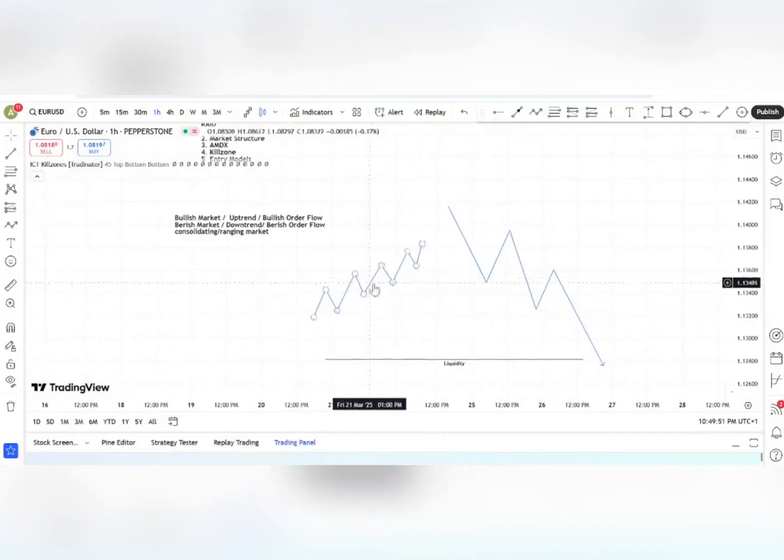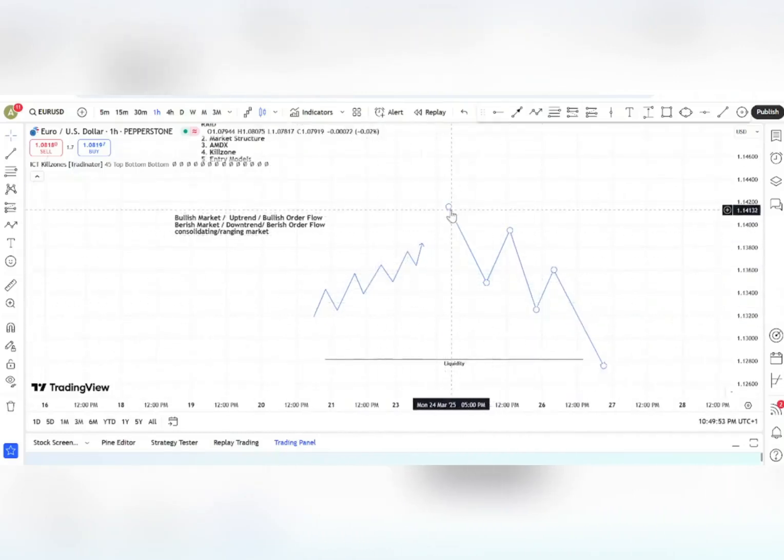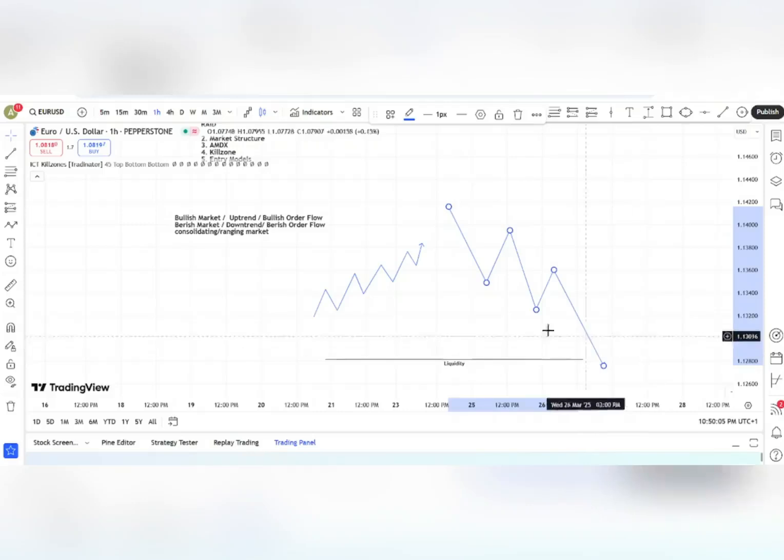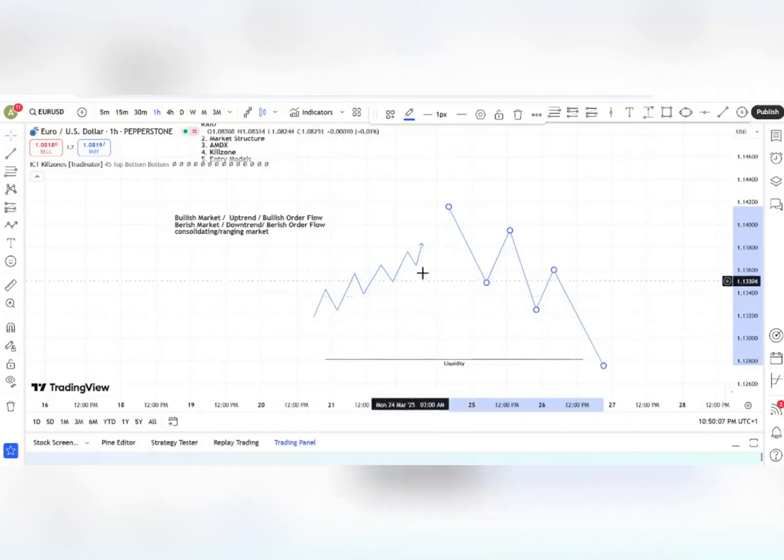Right here, a bearish market. So like this, you start with a high, lower low, lower high, lower low, lower high, lower low. So this is the characteristic of a bearish market, and the other is the characteristic of a bullish market.